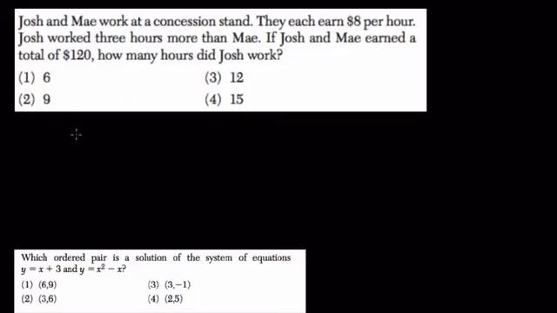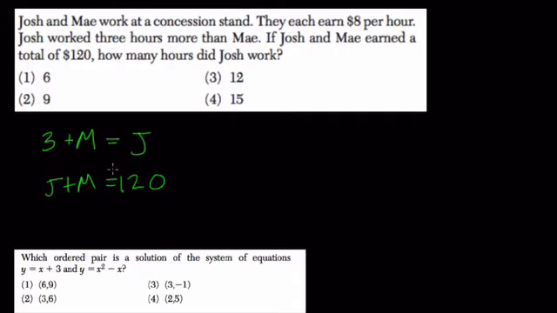Okay, Josh and May work at a concession stand. They each earn $8 per hour. So Josh worked 3 more hours than May. So Josh's hours are 3 plus m. So whatever May worked plus 3, that's what Josh's hours are. If Josh and May earned a total of 120, so Josh plus May equals 120, how many hours did Josh work?